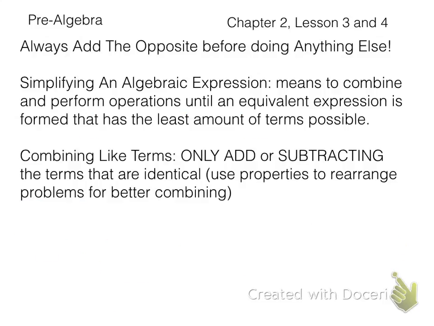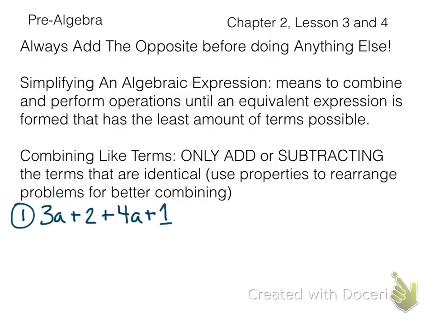All right, next up. Always add the opposite before anything else. If there's a subtraction operation in there, or minus, you need to add the opposite, and the opposite always goes to the second integer or the second number. Simplifying an algebraic expression means to combine and perform operations until an equivalent expression is formed that has the least amount of terms possible. We can do that by combining like terms, and we only add or subtract like terms, but the terms also have to have the same variable, and then the variable itself also has to have the same exponent.